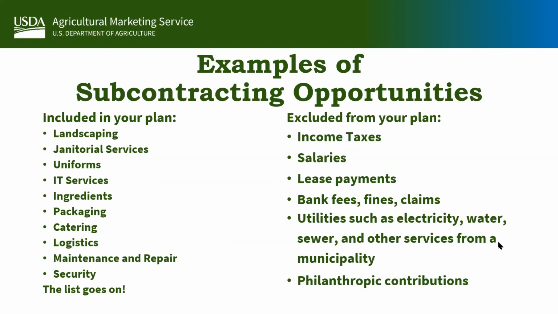In your plan, you must list the specific items that your company plans to subcontract. The term subcontracting can often be misleading when it comes to food contracts. We're not just looking for items that your company uses to make a finished product, such as ingredients. We want to see a variety of goods and services such as packaging, security, maintenance, landscaping, IT services, and much more. The only items that you should not include in your subcontracting plan are the items that are listed on the right side of the screen, such as income taxes, salaries, lease payments, etc.